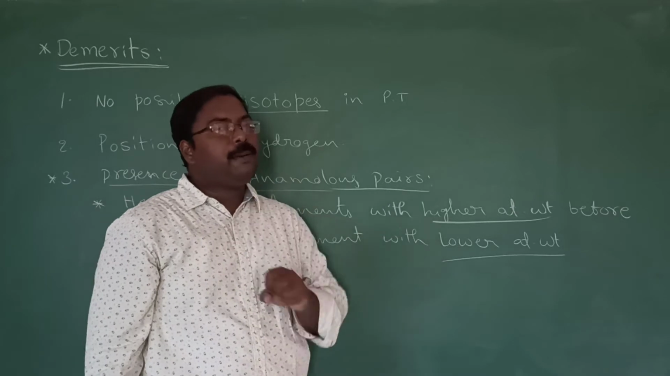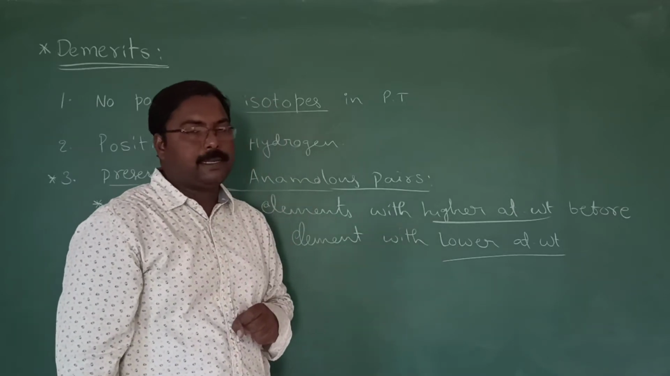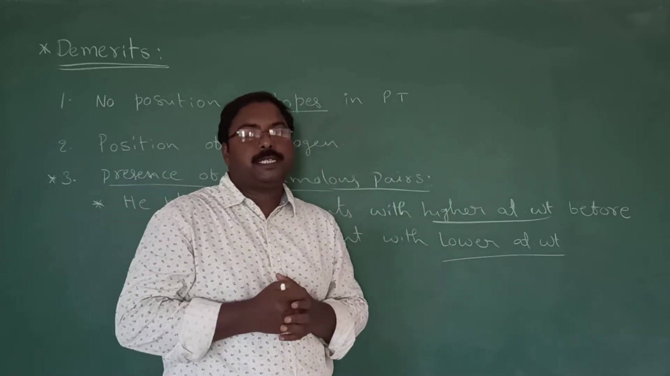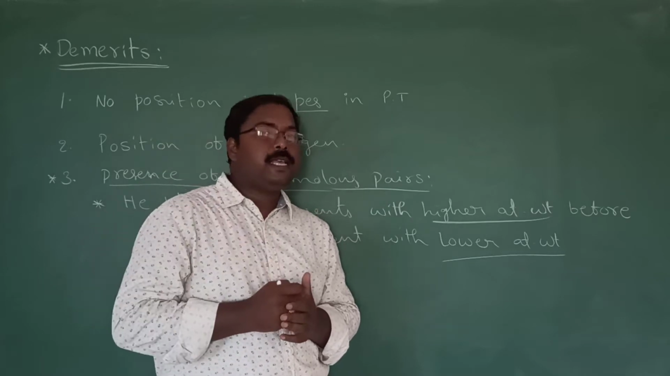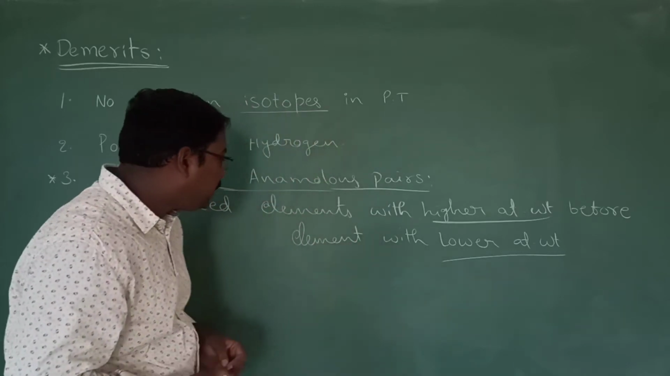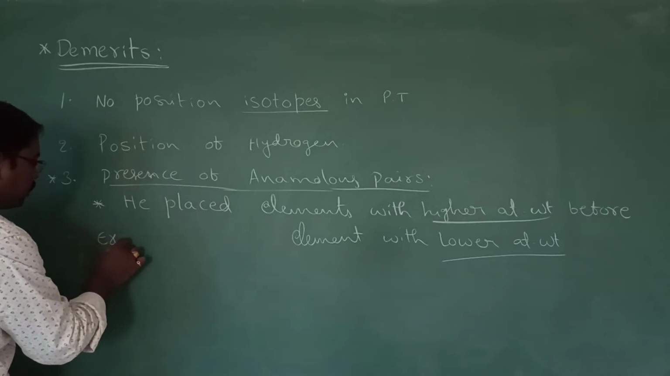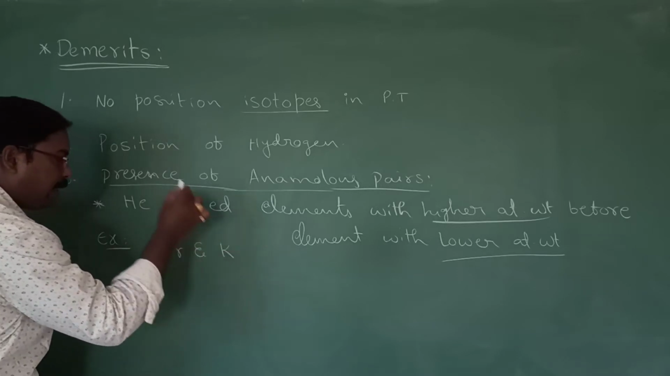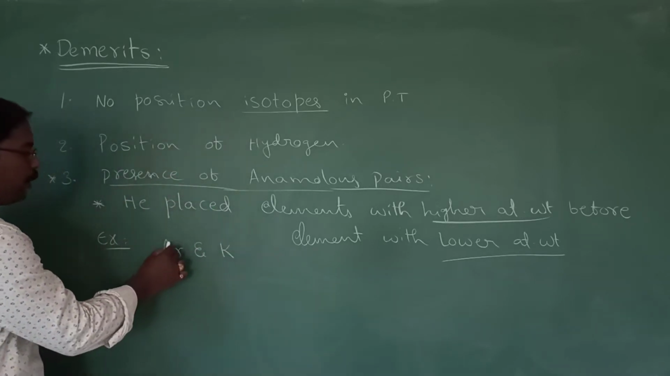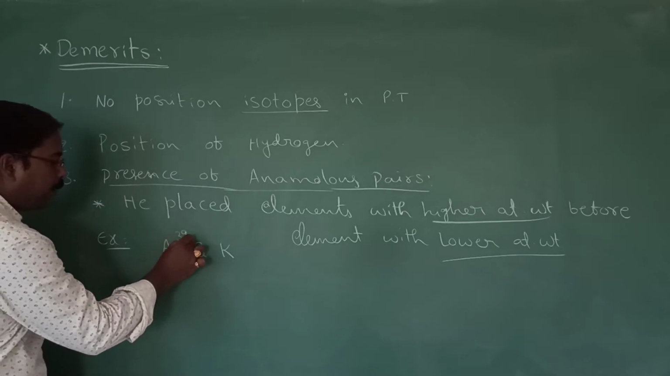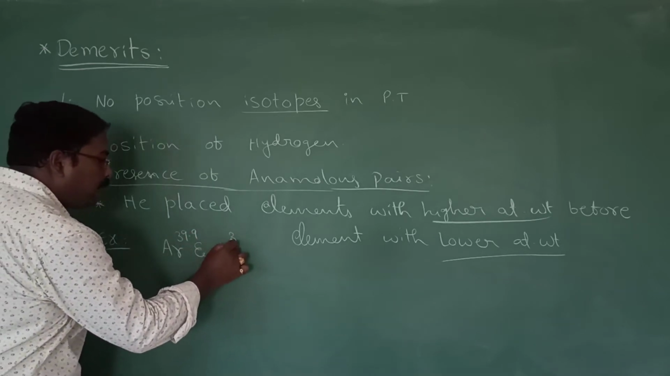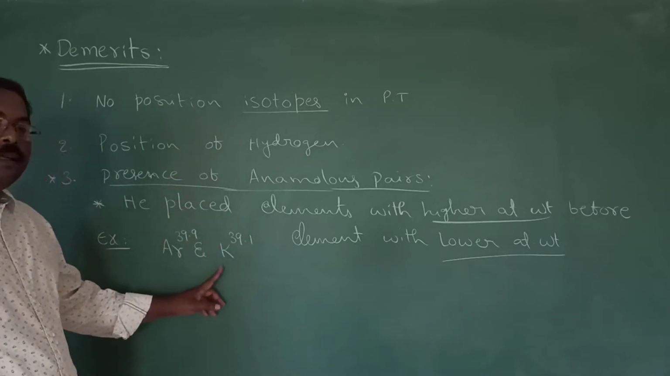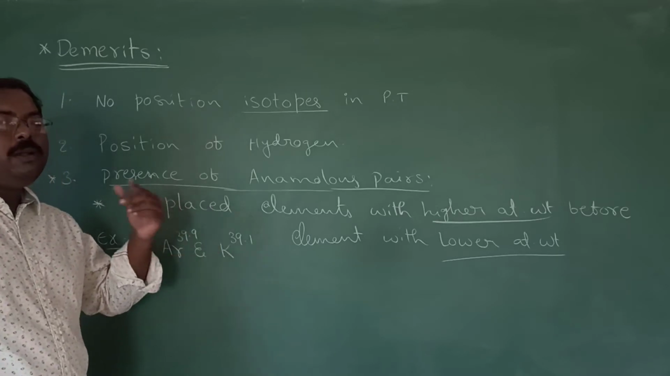We need to remember the examples of these anomalous pairs, because in competitive examinations they ask which of the four sets of options represents an anomalous pair of elements. So remember the examples. The best example is argon and potassium. If you observe, the atomic mass of argon is around 39.9, but potassium is 39.1. He placed argon before potassium.